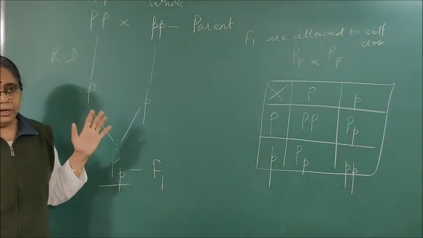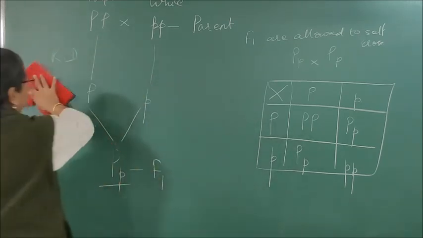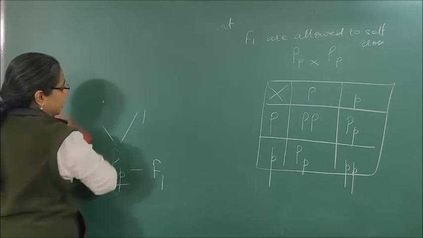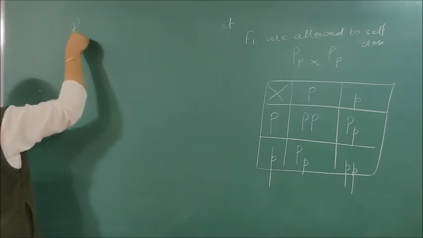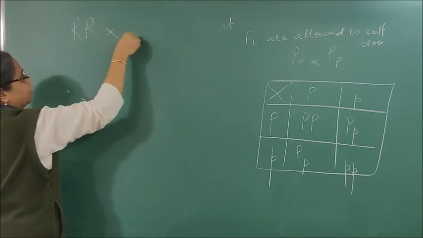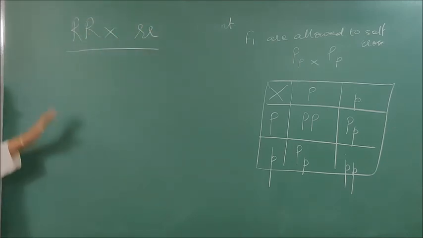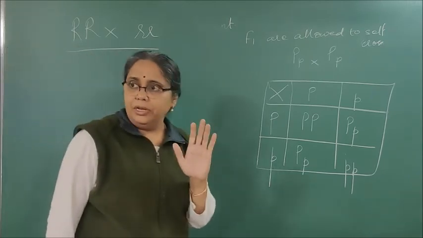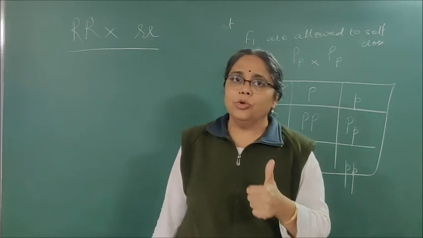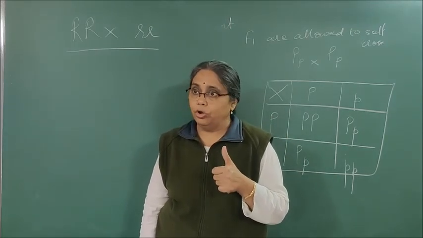Same way, one more cross you will do between round and wrinkled seeds. Round seeds are dominant in nature, so it will be represented as capital RR. And wrinkled seeds will be denoted as small rr. So these are all examples of monohybrid cross. What does monohybrid cross indicate? It indicates the law of dominance.